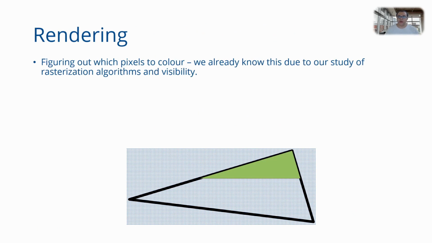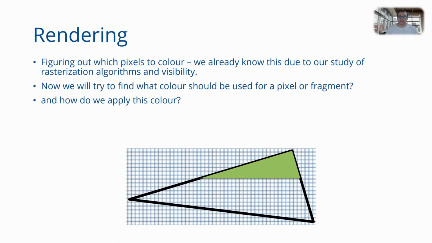We already know which pixels to color. We know this due to our study of rasterization algorithms, which we started this course with. And we know this also from our study of visibility, where we figured out which objects are visible and which objects are occluded. There is another part to the rendering question, which asks what color should be used to color a particular pixel or fragment, and how do you apply this color to the pixel or the fragment. And you have to figure this out for all the pixels and the fragments that make up your scene.